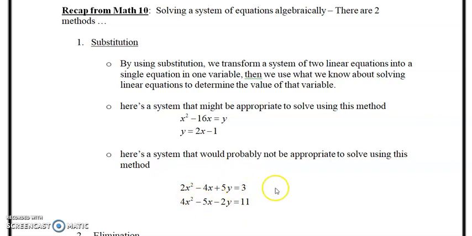Very simple. Next one, these aren't really set up too well for substitution. These are more of an elimination. So this is what we would use for elimination. Just getting you to look at examples of when is a good time to use substitution. And you can always use either one. But something like this first example here, where we have x squared minus 16x equal to y, and y is equal to 2x minus 1, we simply set them equal to one another.